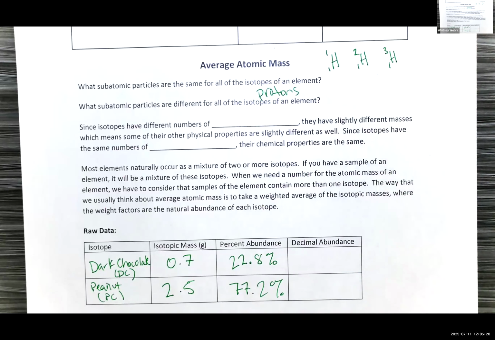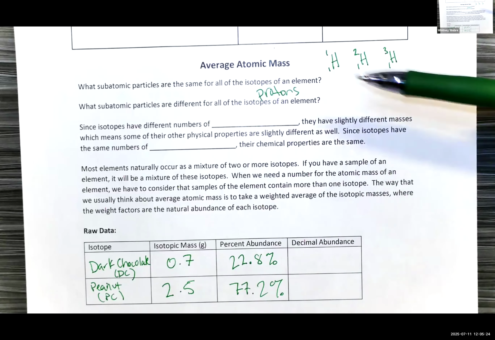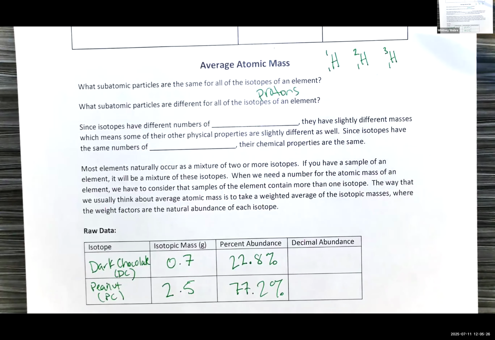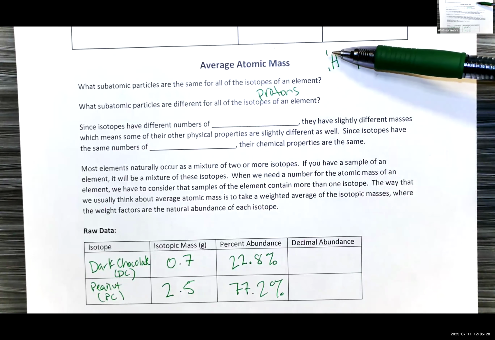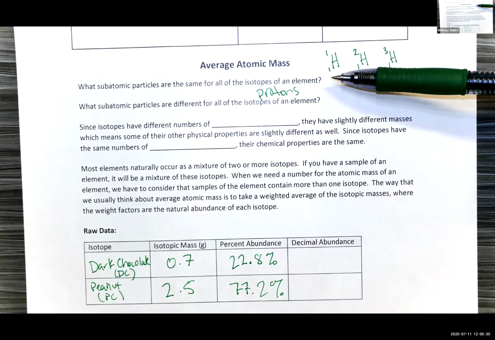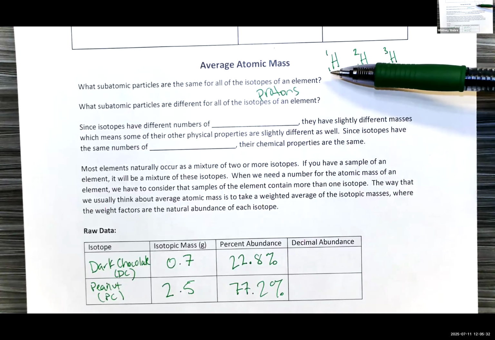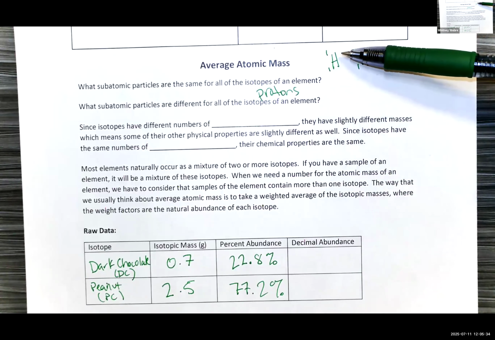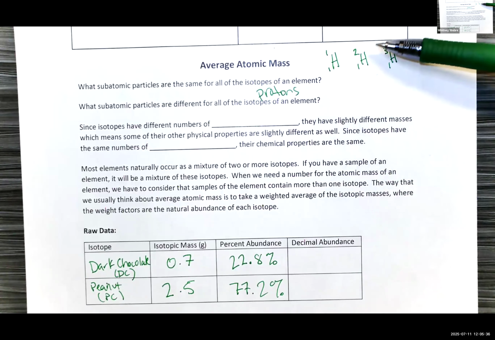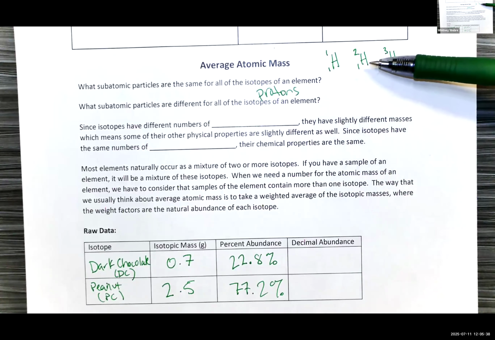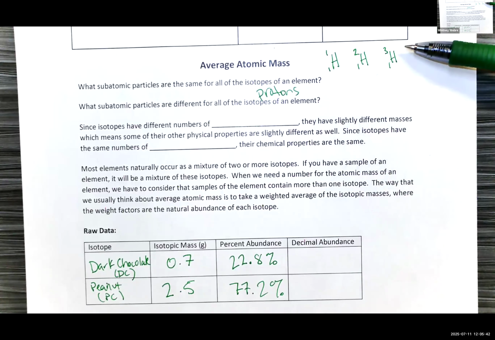What do you think? Yes, it has to be neutrons. They will change. So remember, if you need to calculate the neutrons, you just take your mass number and subtract the protons. So 1 minus 1 is 0, so hydrogen 1 will have 0 neutrons. 2 minus 1 means hydrogen 2 will have 1 neutron. 3 minus 1 is 2, so this hydrogen 3 will have 2 neutrons. So you can actually calculate it based on the isotope given.